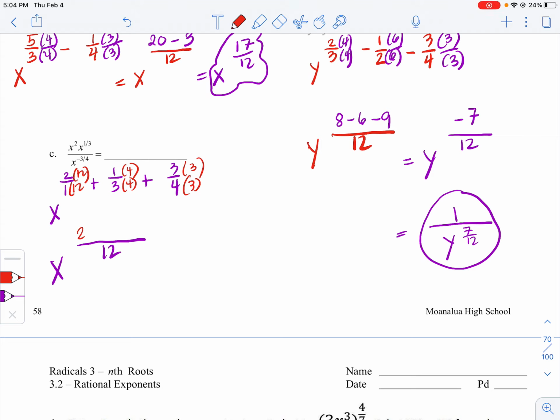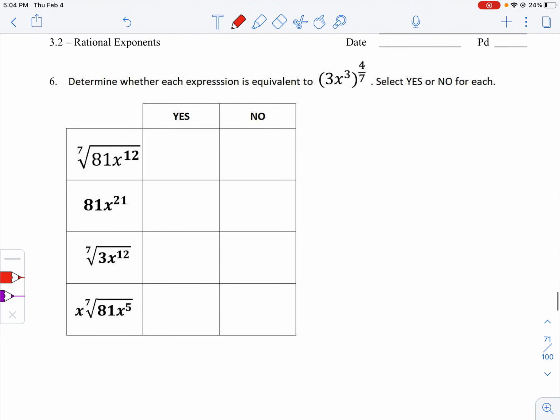You're going to get 24 plus 4 plus 9. So you have 24 plus 4 plus 9. That is x to the power of 37 over 12. So our final answer is x to the power of 37 over 12. There you go. Okay, last one.